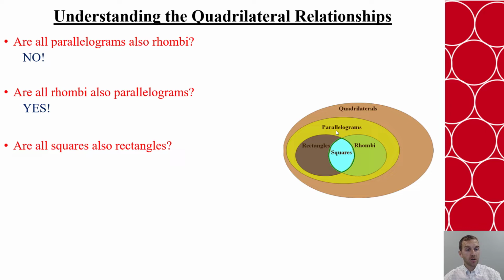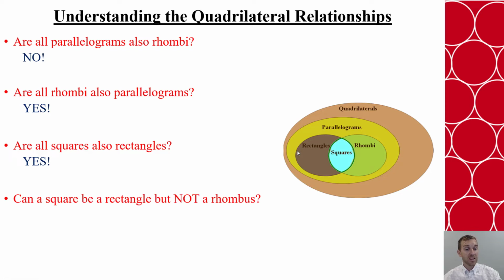What about, are all squares also rectangles? Well, here are the squares. This little subgroup of squares falls inside the oval for rectangles, so yes, that is true. And the last one, can a square be a rectangle but not a rhombus? Well, here is my group of squares. They are all rectangles, and if I look, it falls inside the rhombi, and there's no part of the squares that's outside the rhombus as well, so no, this is not possible.